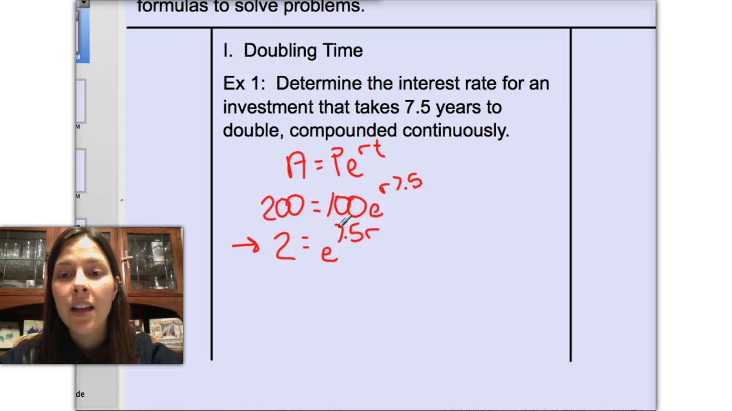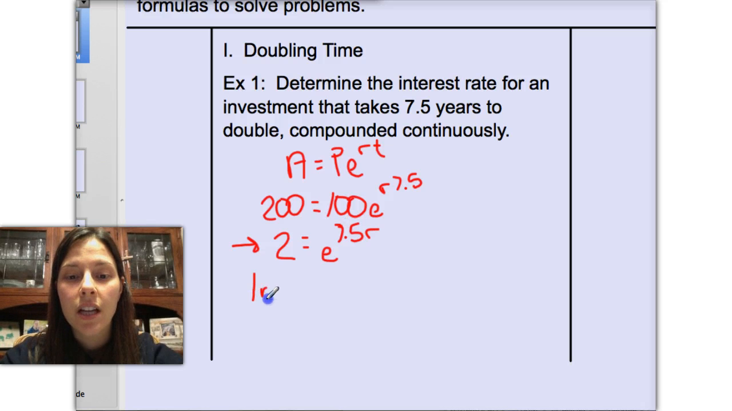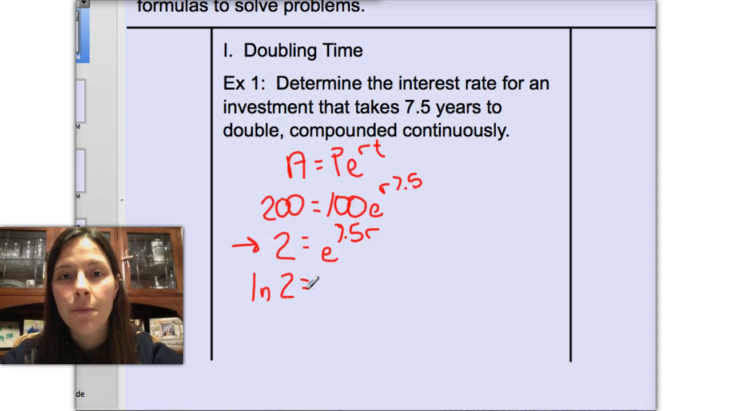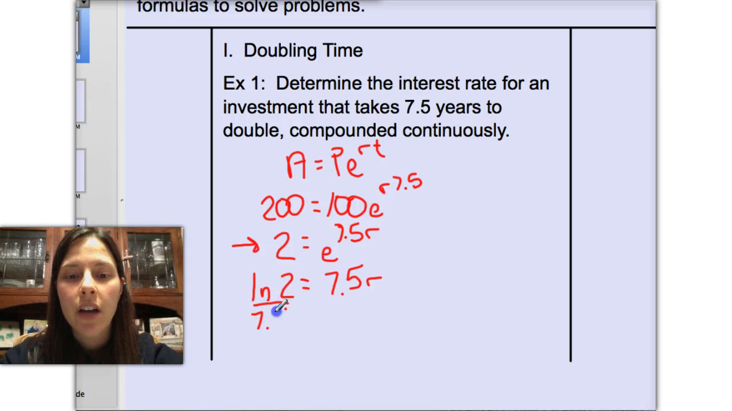So now to get the r out of the exponent, we're going to take the natural log of both sides. The reason we're using the natural log is because that is base e. So when I take the natural log of the right-hand side, it will cancel with my base e, leaving me with 7.5 times r. And then of course to solve for r, we're going to divide by 7.5.